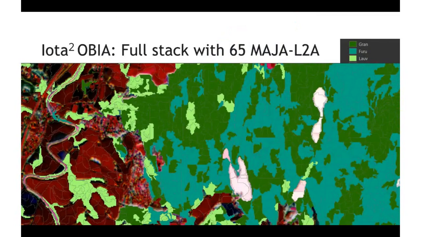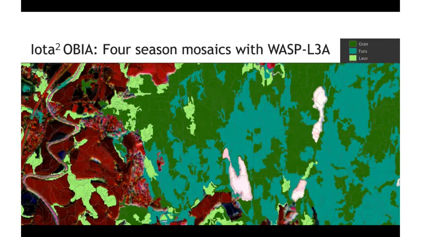Also, we have just started to see if time series are useful and have any potential. In this iota2 framework with OBIA, we used a full stack of 65 scenes of MAJA and then did the tree classification of spruce, pine and deciduous forest. And it works rather well when we compare it to older reference data. I don't have any numbers to show you here, but visually it looks good, and this is something we will look into more in the future.